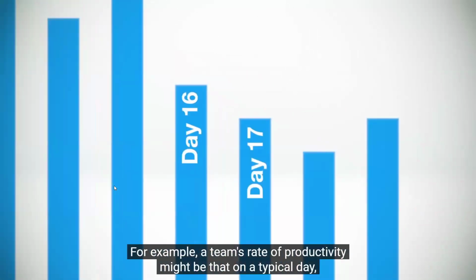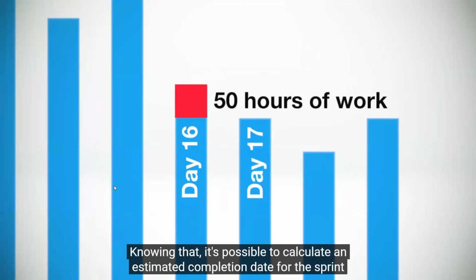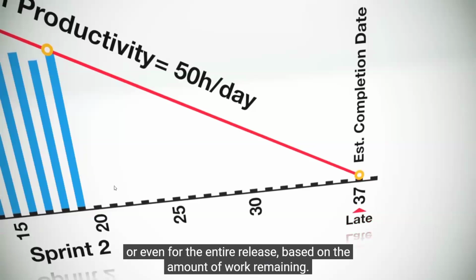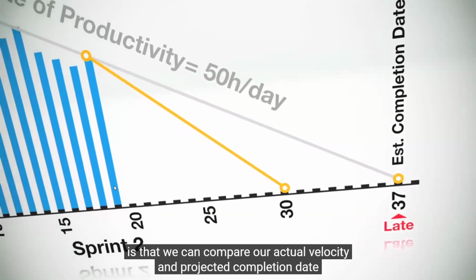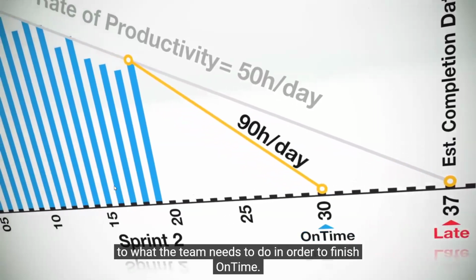For example, a team's rate of productivity might be that on a typical day they finish approximately 50 hours of work. Knowing that, it's possible to calculate an estimated completion date for the sprint, or even for the entire release based on the amount of work remaining. What's great about the burndown chart is that we can compare our actual velocity and projected completion date to what the team needs to do in order to finish on time.